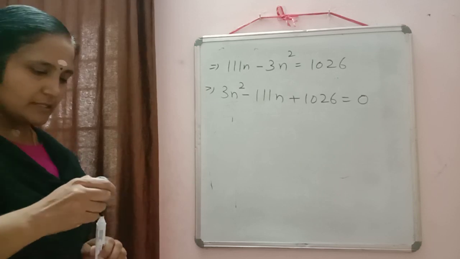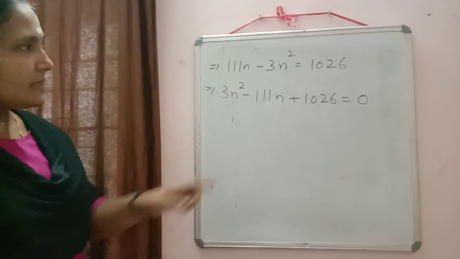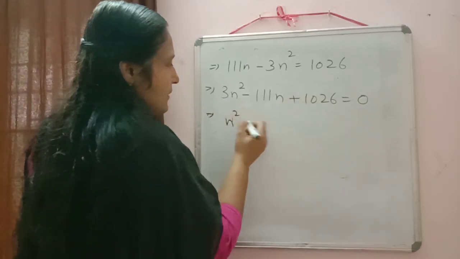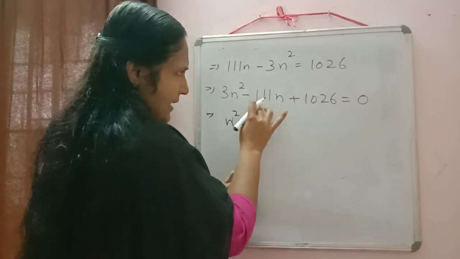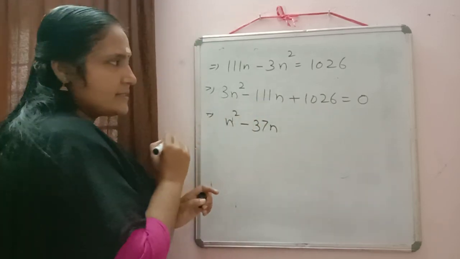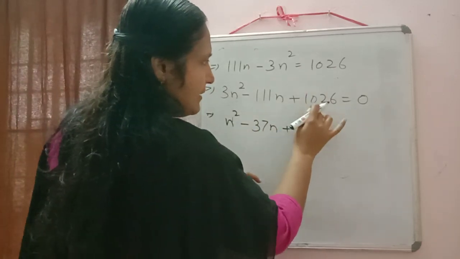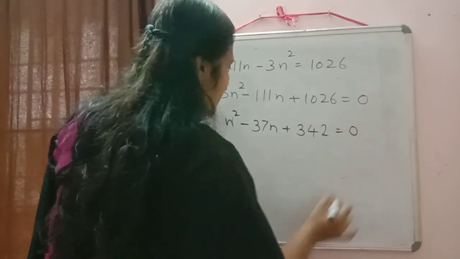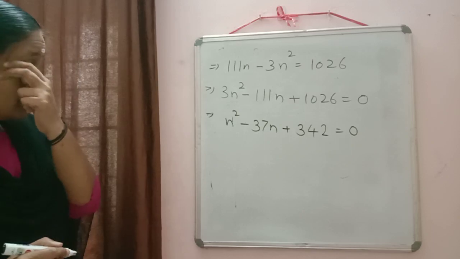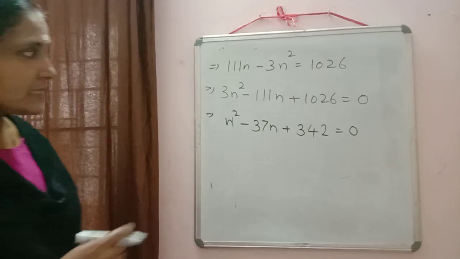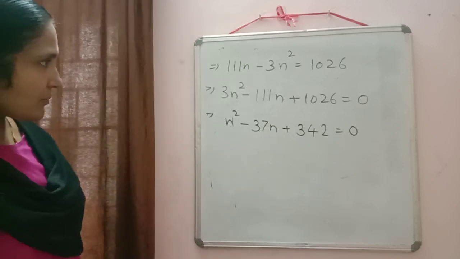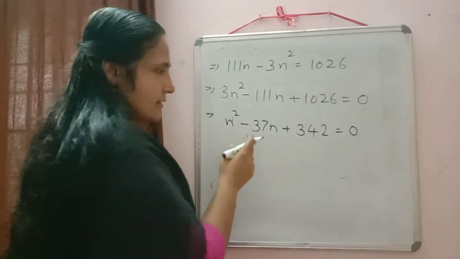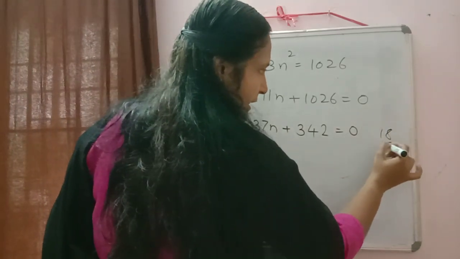As you can check, all the expressions are divisible by 3. 6 plus 2, 8 plus 1, 9. So we can cancel it by 3. So it will be n square minus 37n plus 342 is equal to 0. So we are getting a quadratic equation. Now we have to find two numbers whose sum should be equal to minus 37 and product should be equal to 342. So for 342, if we check 37, 18 and 19.